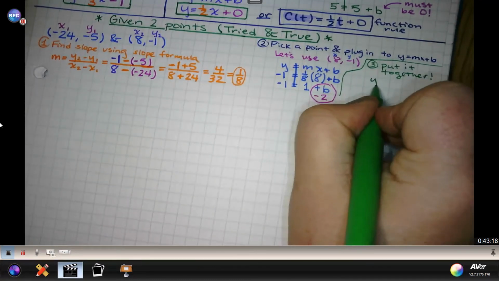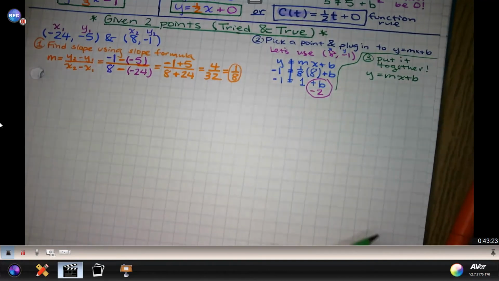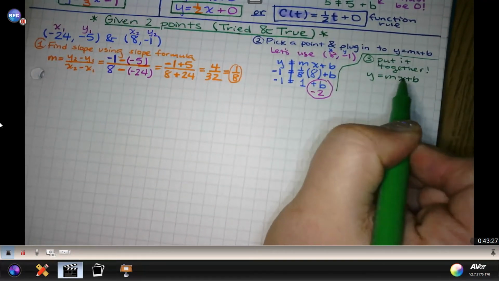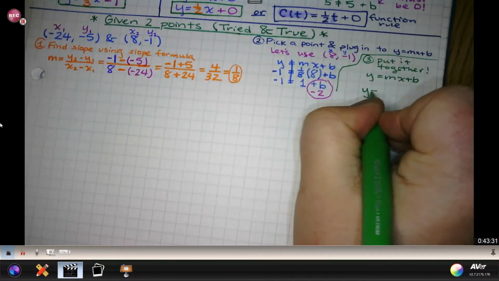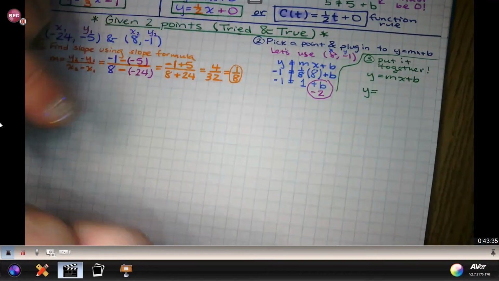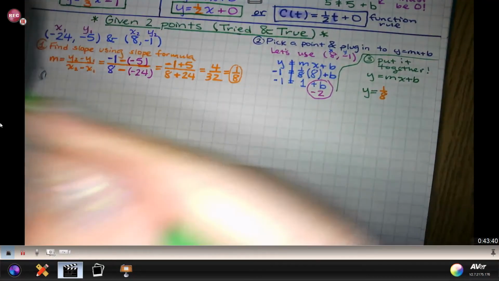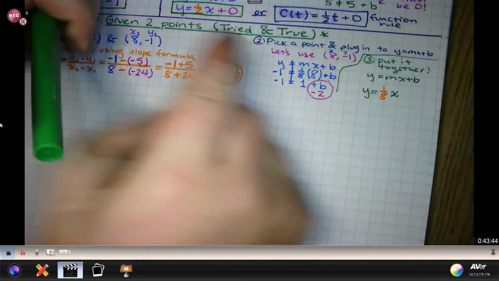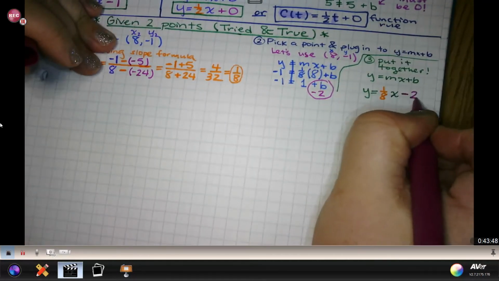Okay, so you have y equals mx plus b, and now that we're actually giving our final answer, remember, we actually don't put anything in for y and x. We leave them alone and only put stuff in for m and b. So y equals, m is 1/8, x, and then since b is negative 2, we write minus 2.